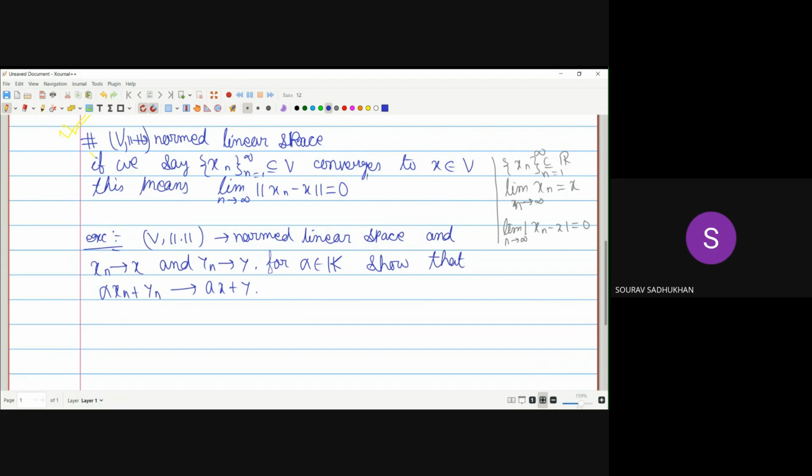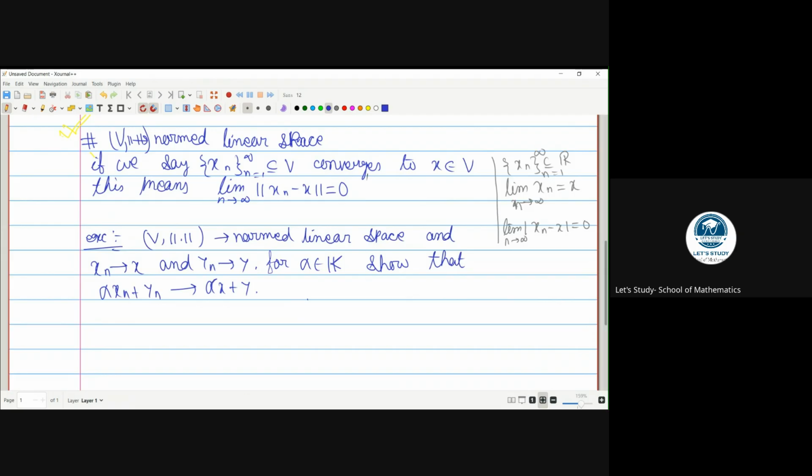The scalar is alpha, yes. So it is alpha x plus y. Yes, that's the thing. Okay, it is alpha. I was in a hurry, so that's why I wrote it here.